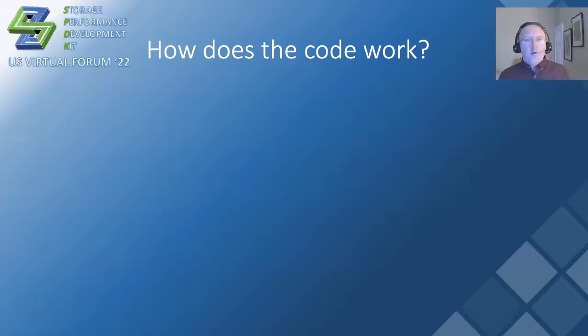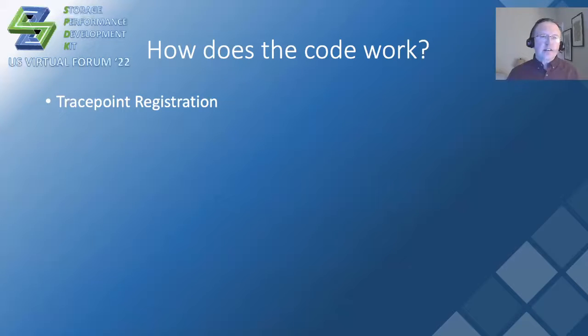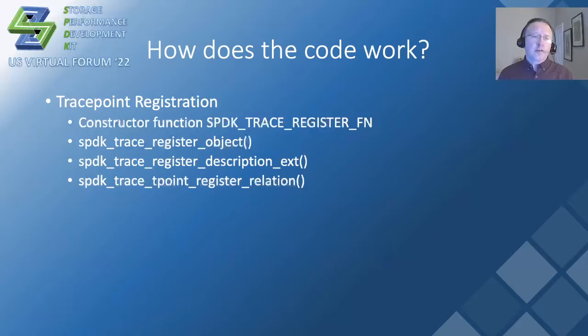And so then how does this all work? There's two phases. The first point is the trace point registration. This is basically where we are going to fill out all the data that goes into that SPDK trace flags data structure. So any module that's going to register and create a trace point group is going to have one of these constructor functions.